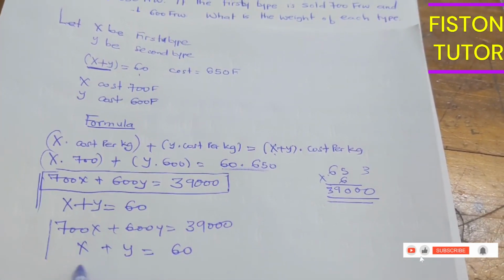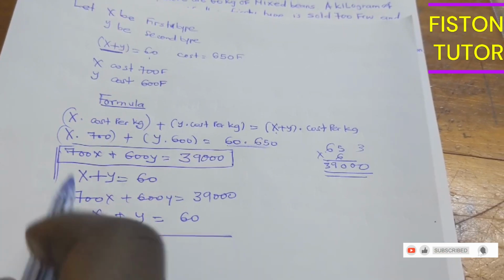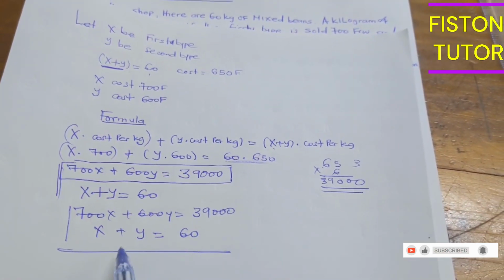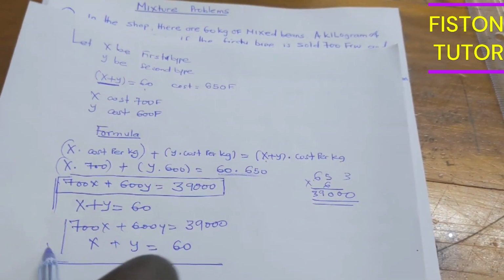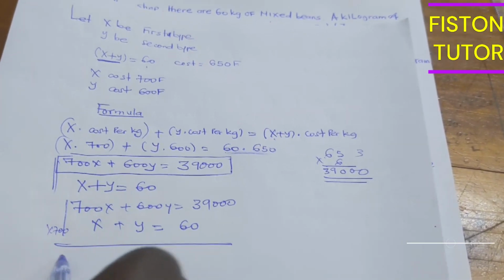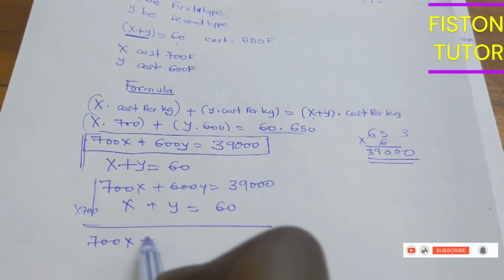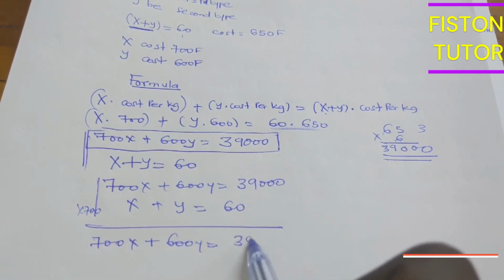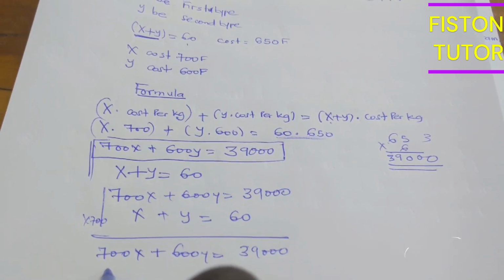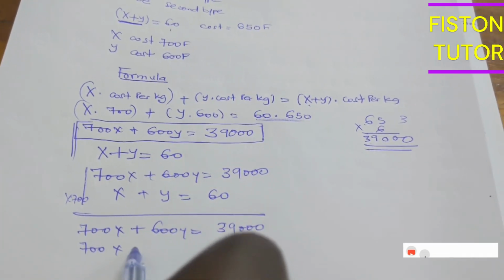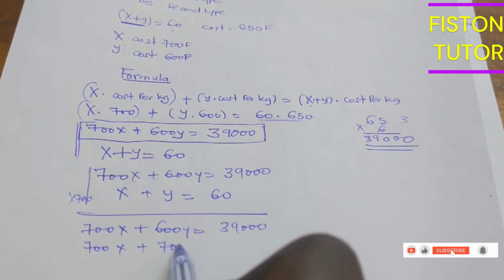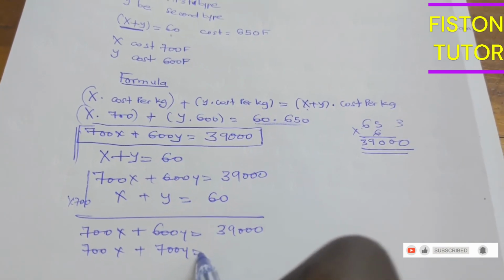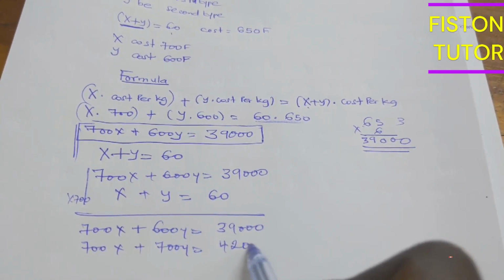Now let us try to use one of the methods used in simultaneous equations. Let us multiply by 700 here. Here we will get 700x plus 600y, which is equal to 39,000. And here we have 700x plus 700y, which will be equal to 42,000.